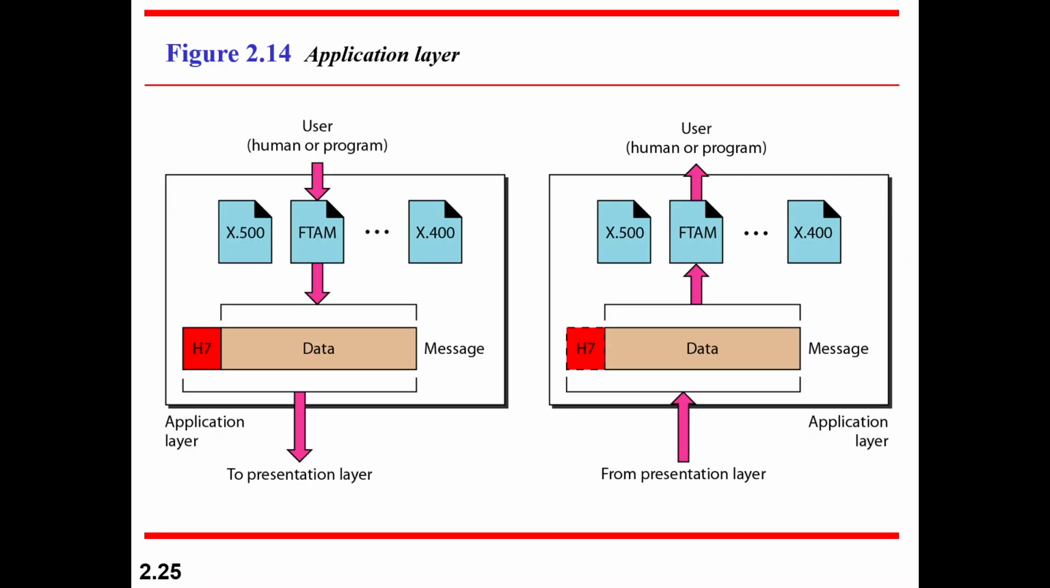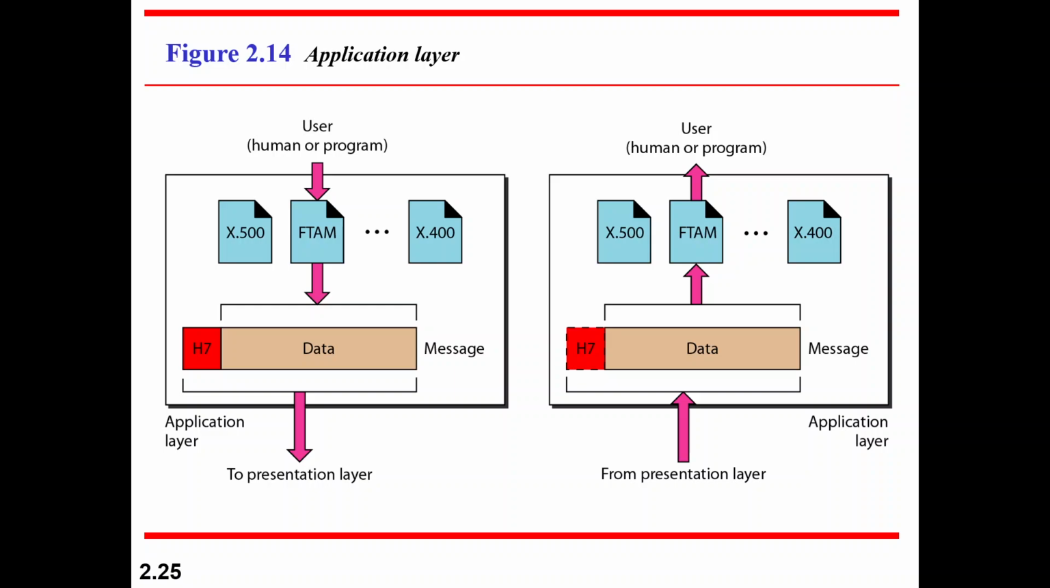Application layer. The last layer is the application layer. It enables the user, whether human or software, to access the network. It provides user interfaces and support for services such as electronic mail, remote file access and transfer, shared database management, and other types of distributed information services. The diagram shows the relationship of the application layer to the user and the presentation layer.